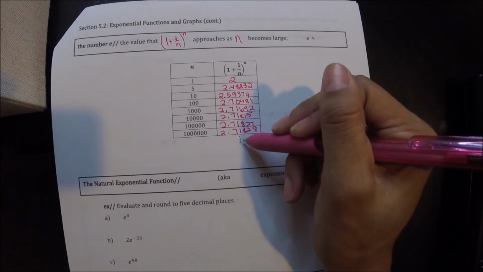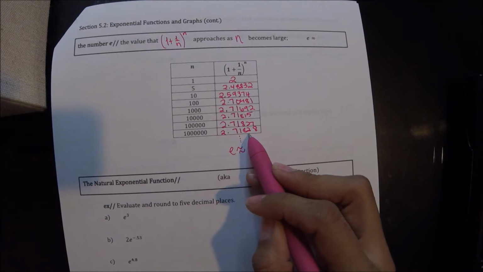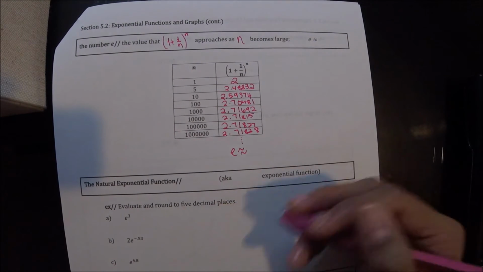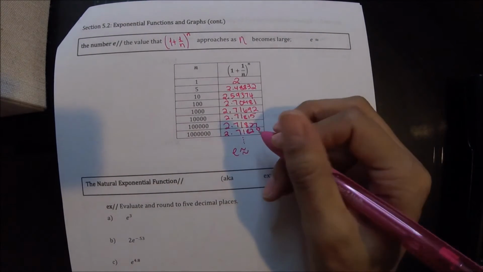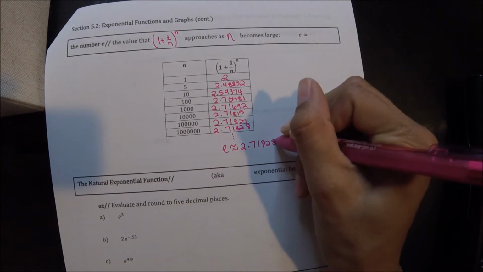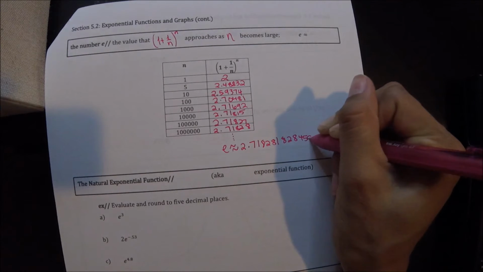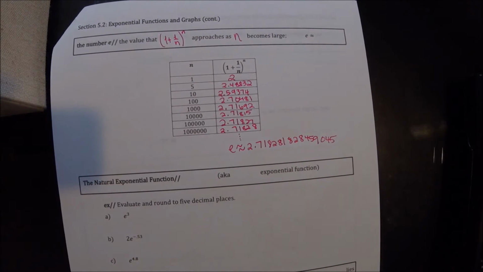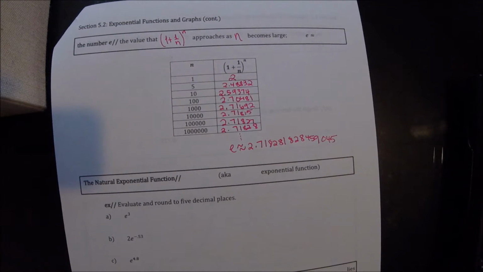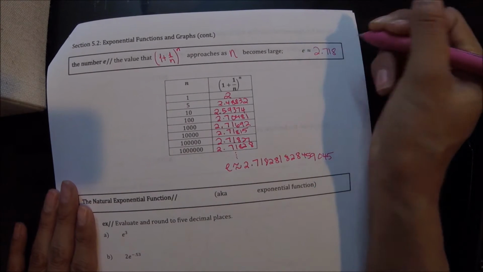So this number, it's getting closer, it looks like, to about 2.718. And so approximately, e turns out to be about 2.71828459045, and it keeps going and going forever, just like the number pi does. Okay. So up here, e is just approximately 2.718.